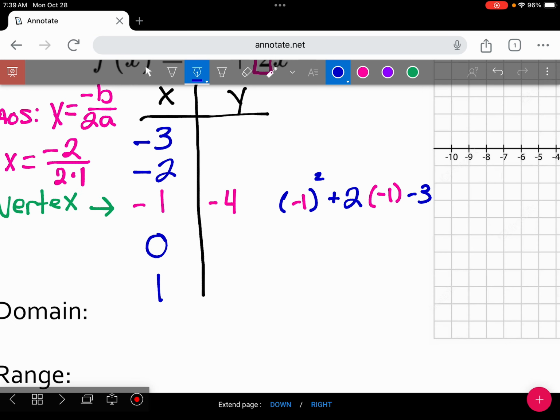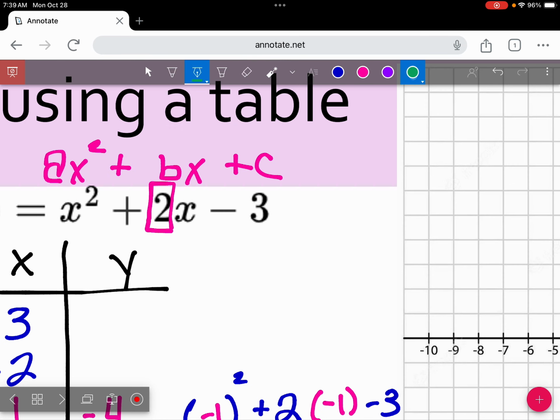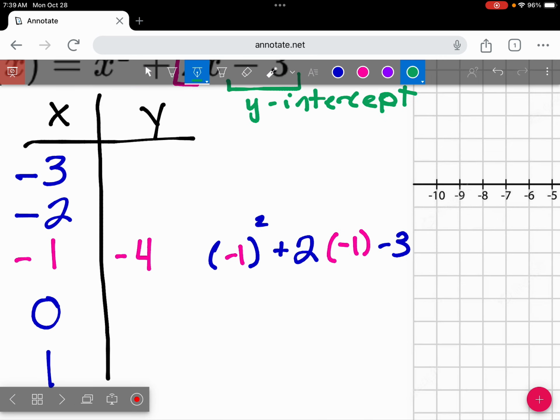Well, if x is 0, that's my y-intercept. What's my y-intercept going to be on this? Not negative 1. Not negative 5. Where did we get negative 3 from? Because it's our constant. Think of it like that plus b on our line equations. This guy is our y-intercept. So when x is 0, y is negative 3.